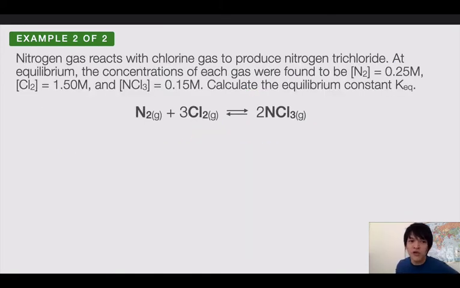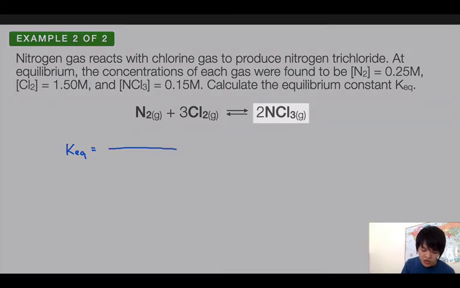Here's the second example. Nitrogen gas reacts with chlorine gas to produce nitrogen trichloride. You can see that in the chemical equation below. At equilibrium, the concentrations of each gas were found to be as shown. So there's the equilibrium concentrations. Calculate the equilibrium constant Keq. Okay, Keq. Remember, this equation, products on top, reactants on bottom.